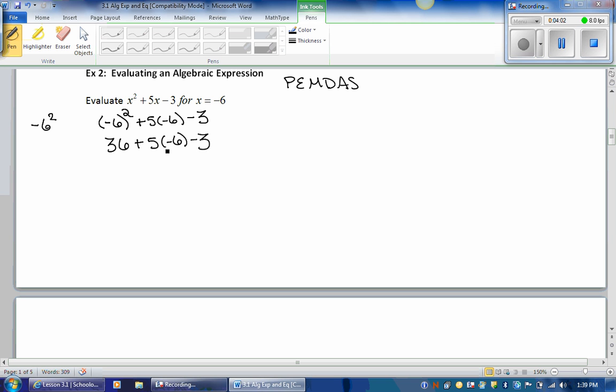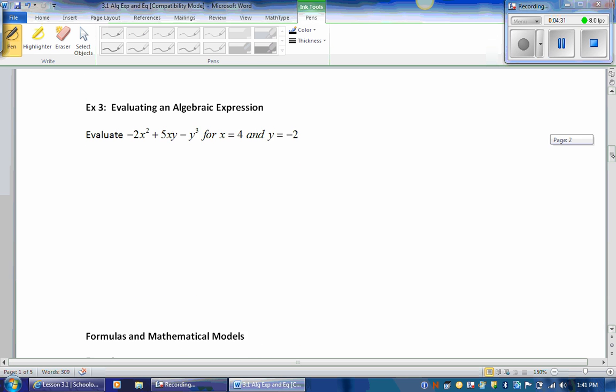Moving on to multiplication, I've got multiplication right here. So 5 times a negative 6 is a negative 30. And then addition or subtraction, as you can see, I've got subtraction, and I'm going to work left to right. So 36 minus 30 gives me 6. 6 minus 3 gives me 3. Okay. Let's go to the next example.